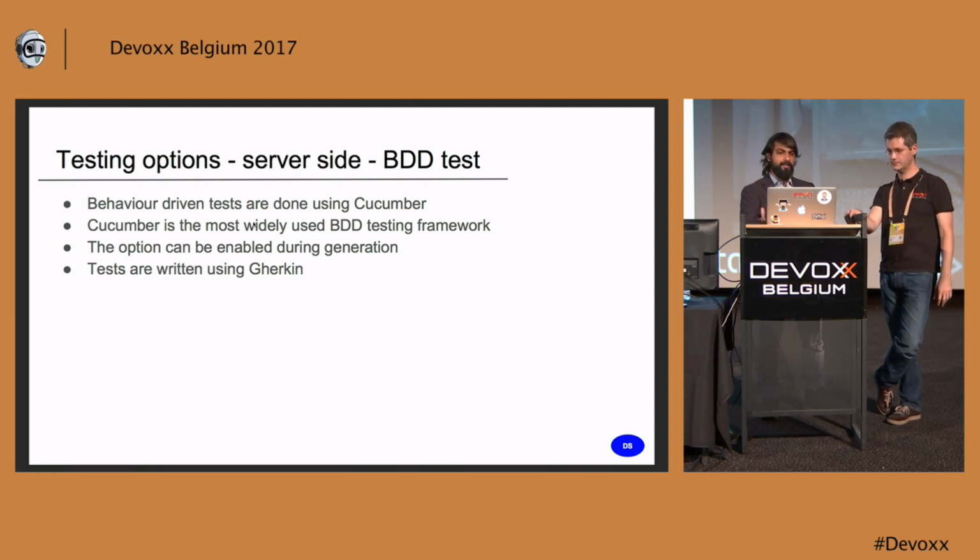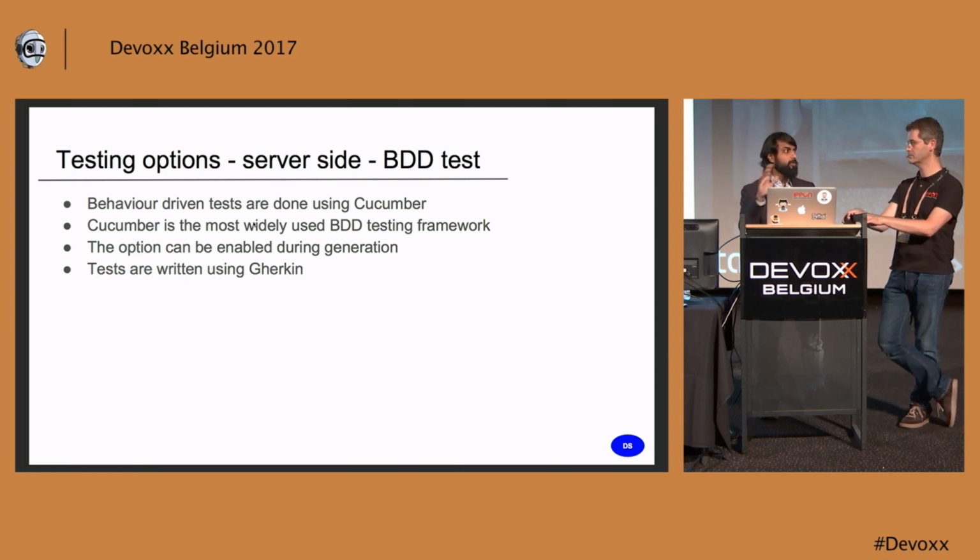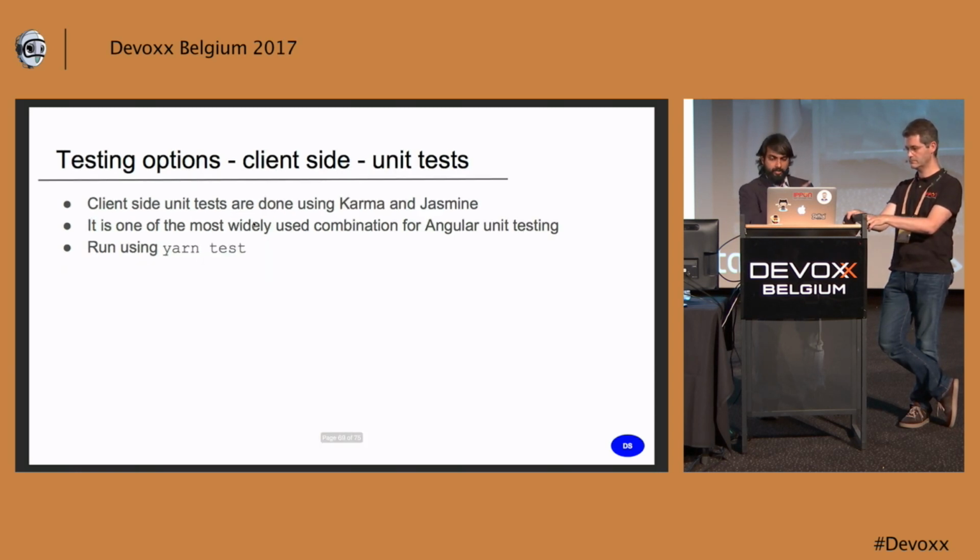For BDD tests, we provide Cucumber support. We don't generate a lot of Cucumber tests, we provide the infrastructure for that. We configure Cucumber and put in all the libraries. We generate a sample test case, but we don't generate tests for entities yet. BDD testing is mostly driven by your business needs, so it's hard to generate them. Tests are written using Gherkin. This is also optional, you can choose it while you generate the application. These are on the server side.